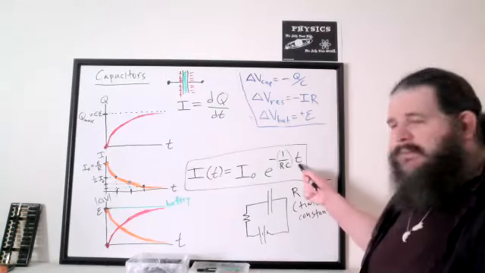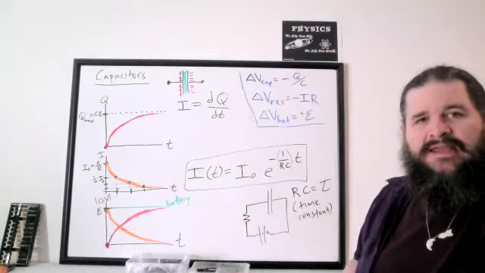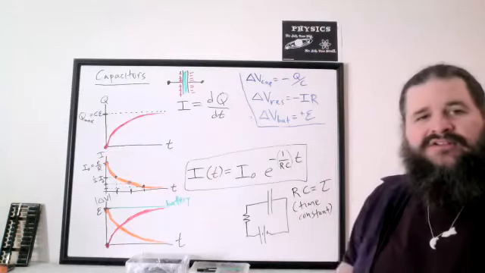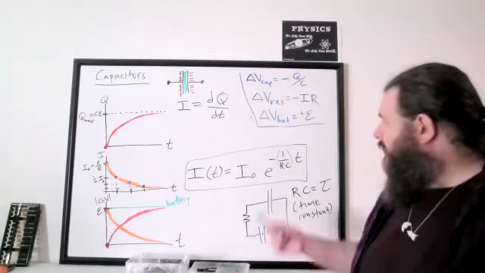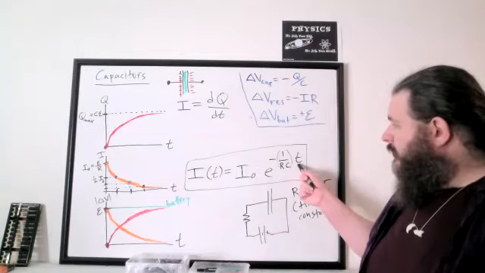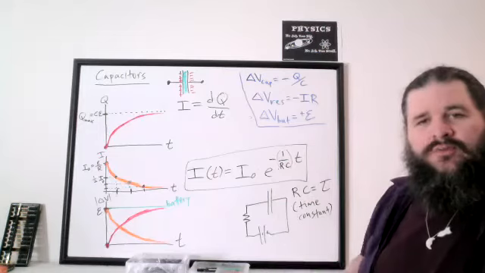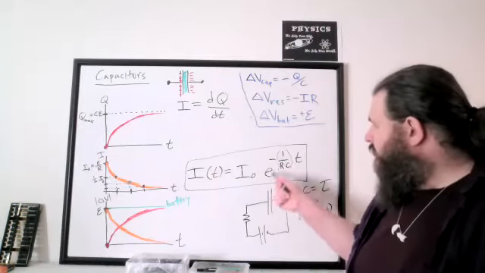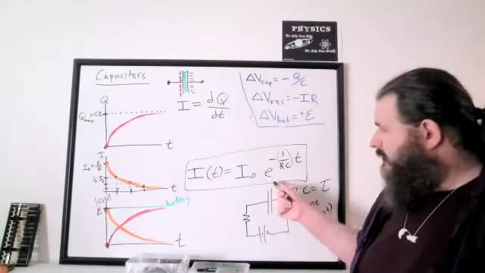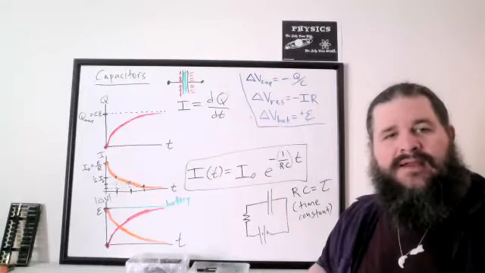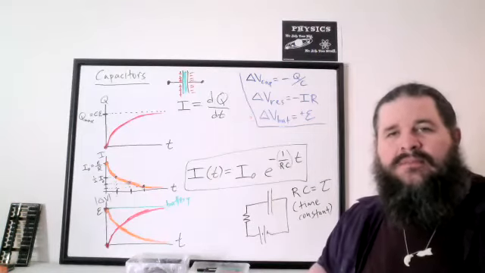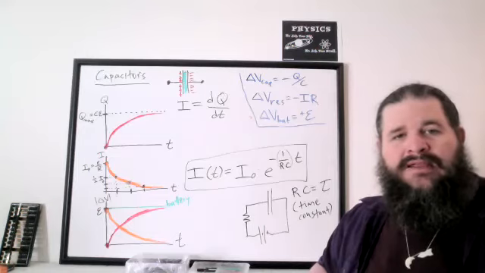So if you wait for an amount of time equal to R times C, because resistance times capacitance actually gives you an amount of time, this becomes e to the negative 1, because RC over RC is just 1. So e to the negative 1 becomes 1 over e times the original current. That's the idea of time constant. Time constant is the amount of time it takes for there to be 1 over e of the original amount left.